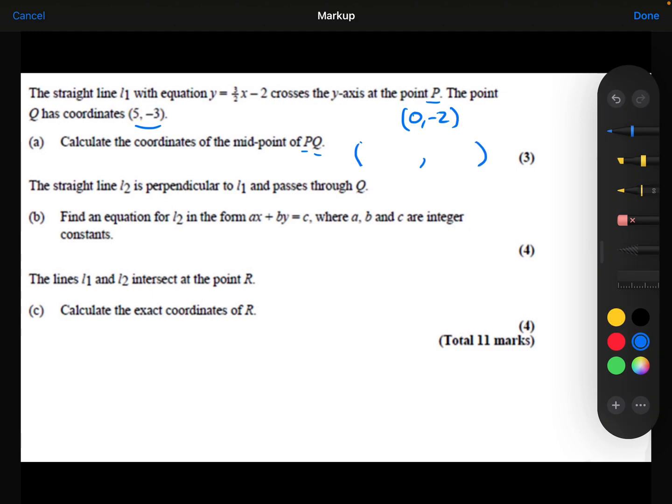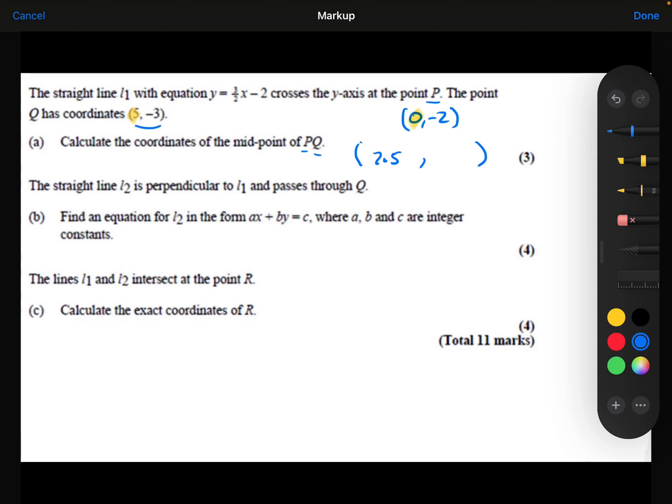let's focus on the x coordinates first. The x coordinate of Q is 5, the x coordinate of P is 0. So what's in the middle of 5 and 0? Well, it's 2.5. If you weren't sure that it was 2.5, you can do the calculation that I've just shown on the screen, where you add the two x coordinates together and then divide by 2. 5 divided by 2 is 2.5, or 5 over 2.